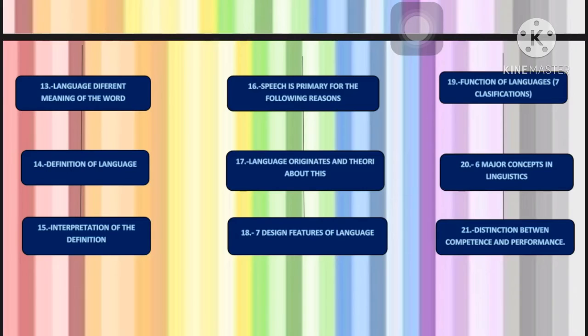Number 15. Interpretation of the definition. First of all, language is a system, that is, the elements of language are combined according to rules. Second, language is arbitrary. There is no direct connection between the linguistic form and the thing it refers to. Third, language is vocal. The primary medium of language is sound.